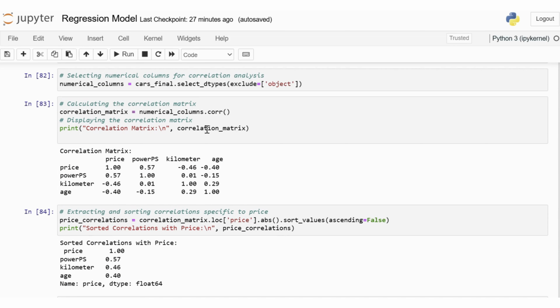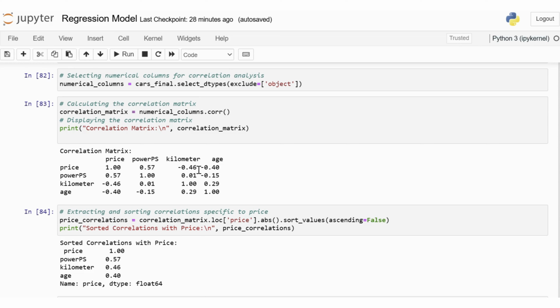The correlation matrix below provides insight into the relationships between different numerical variables in our car dataset. We can see that the price versus power has a correlation of 0.57, which indicates that there is a moderate positive correlation between the price and the power of the car. This means that cars with higher power tend to have higher prices. Coming to price versus kilometer, the correlation is -0.46, which indicates that there is a moderate negative correlation between the price and the number of kilometers driven.